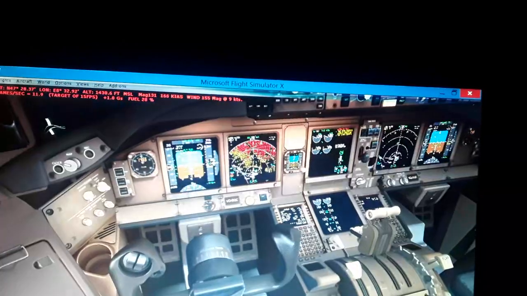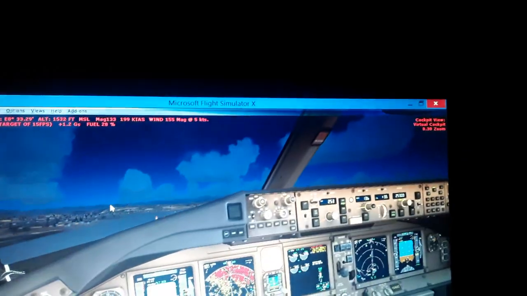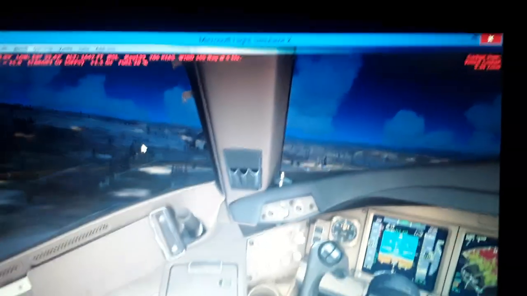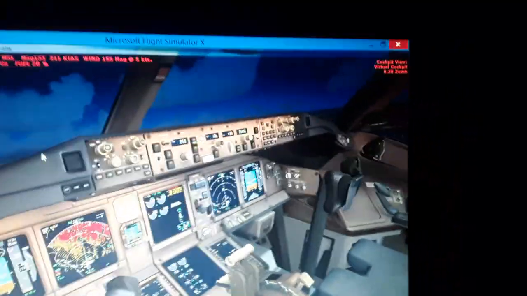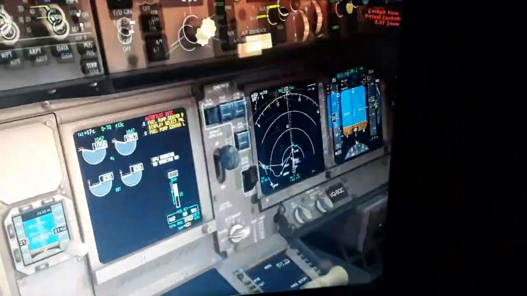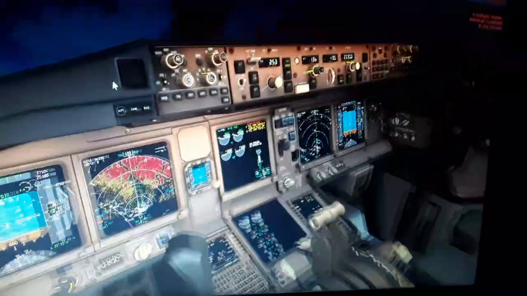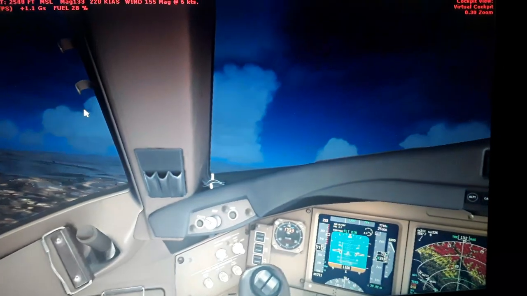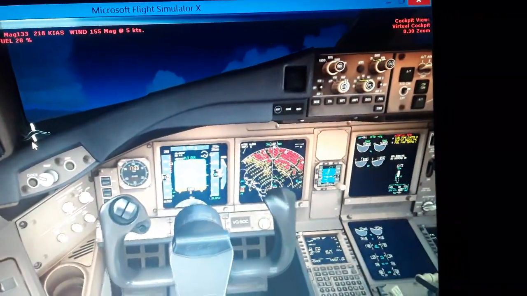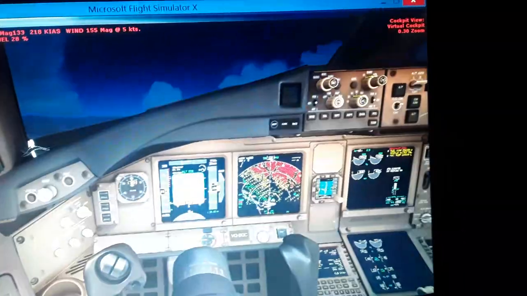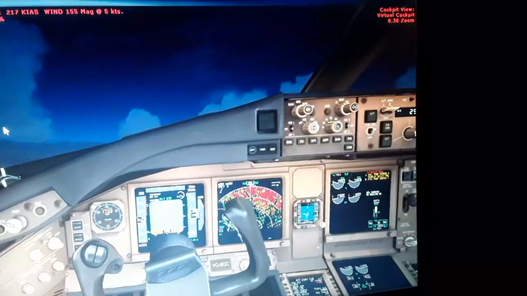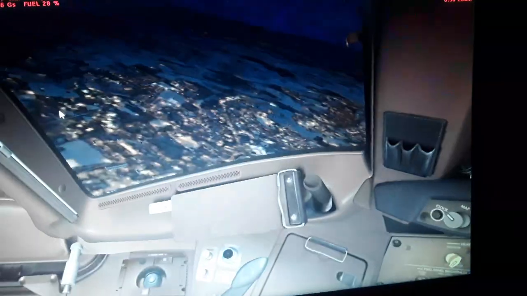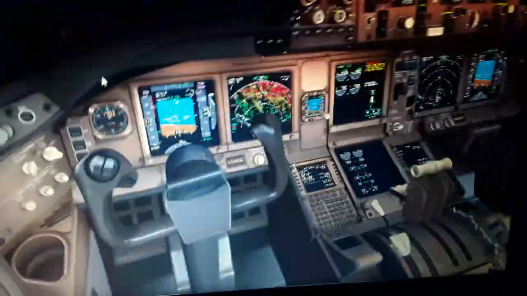V1, we rotate. So here we go, we rotate. We have the positive rate of climb. Landing gear up. Select the landing gear up. And here we go, we have the positive rate of climb. Keep climbing. Trying to pitch down a little bit, not to pitch up too much because we're gonna stall.